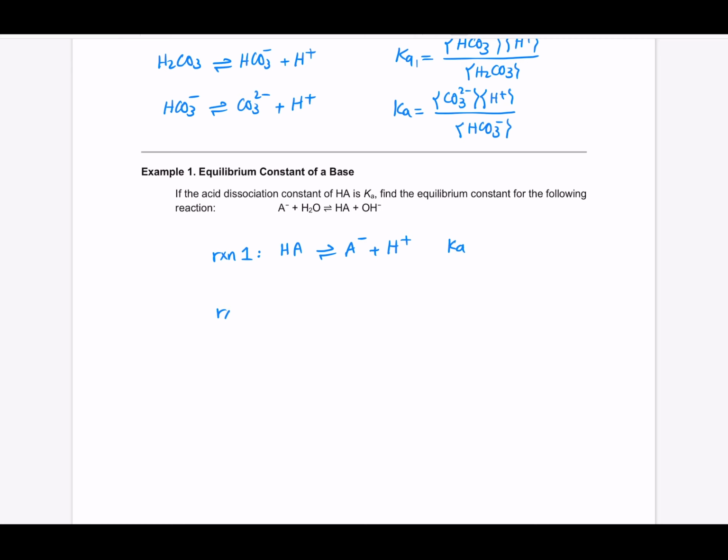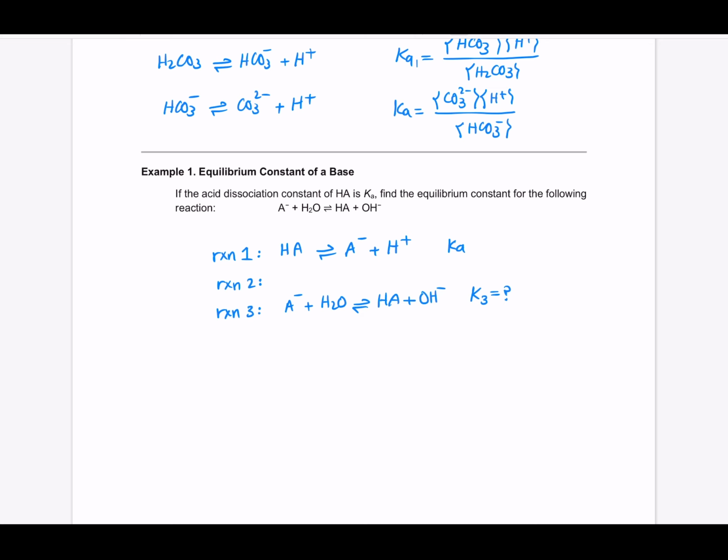And then we have this overall reaction. Let's call this reaction 3: A minus plus H2O going to HA plus OH minus. And what is K3 then? We have one key reaction that we have the information for. What is that reaction? Exactly.